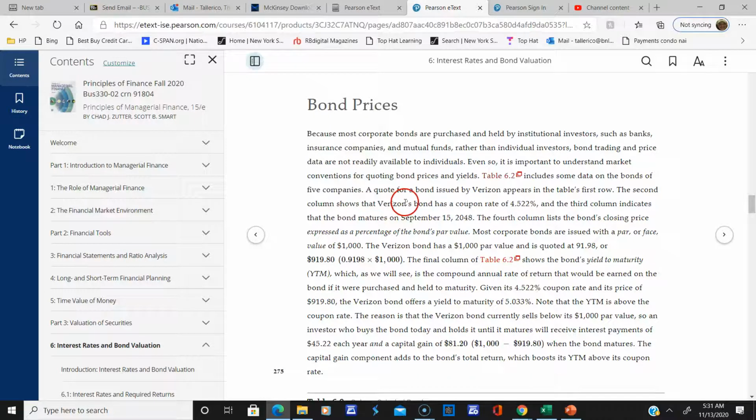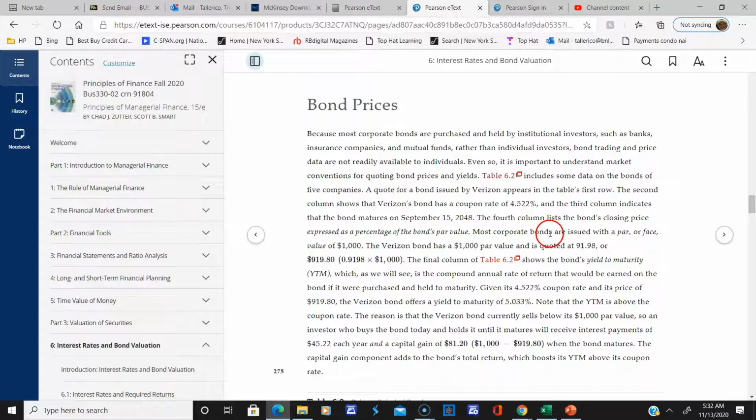So the second column will show the Verizon bond has the coupon, and the third column indicates the bond matures in 2048. That's the date you'll get your money back. You always get your money back, unless the bond is in default. The fourth column will list the closing price expressed as a percentage of the bond's par value.